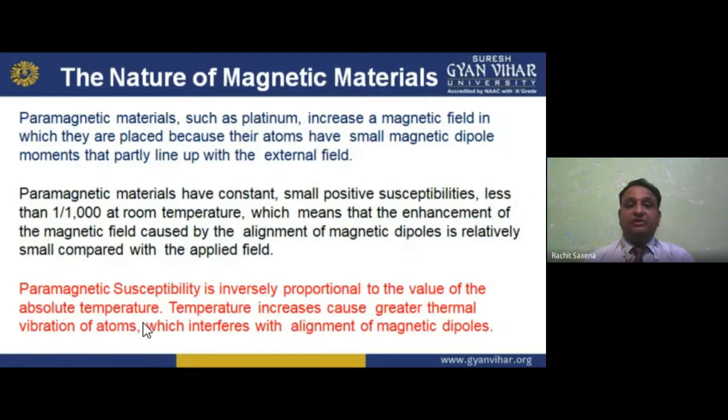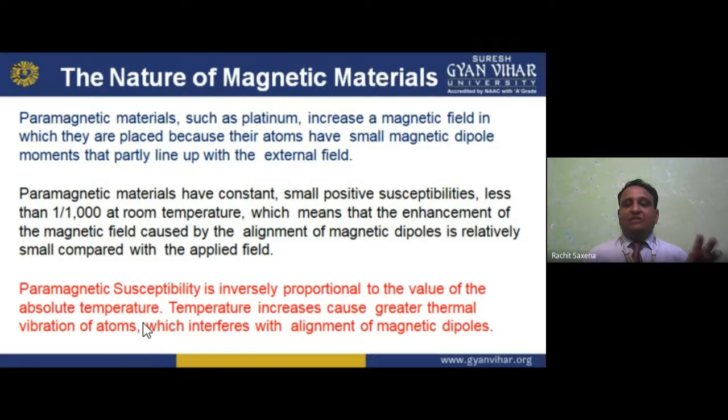Okay, now moving forward, paramagnetic materials. Paramagnetic materials such as platinum increase the magnetic field in which they are placed, because their atoms have a small magnetic dipole moment that partially lines up with the external field. They basically add on to the magnetic field.